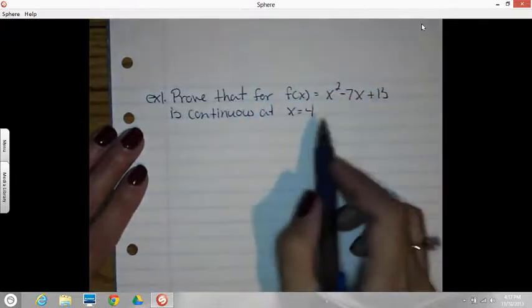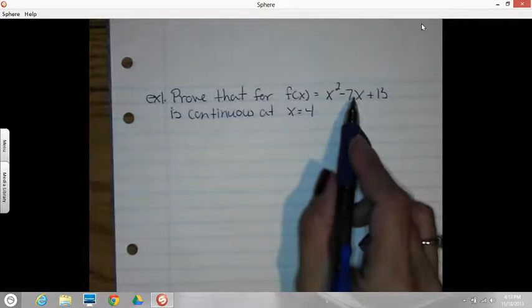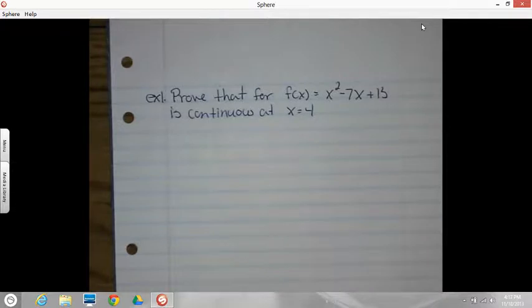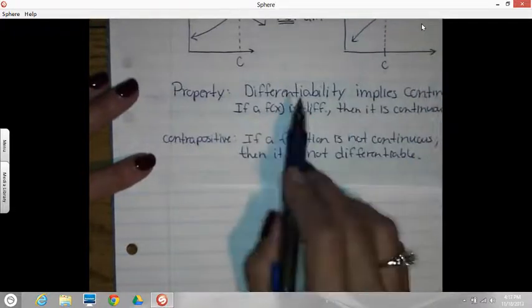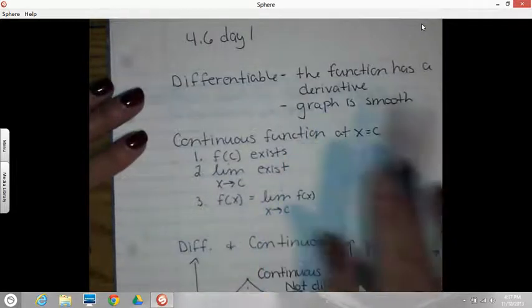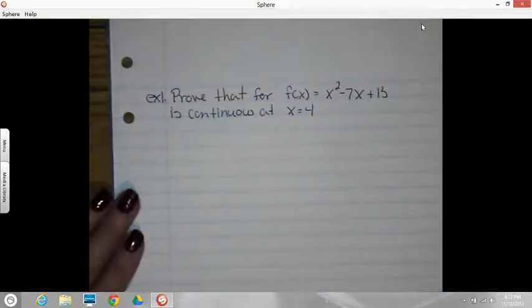And just plugging the number in here and getting a point doesn't imply continuity. That just means there's a point on the graph. Doesn't mean you can travel right through it. So what we're going to do is use that property I just said. If it's differentiable, then it's continuous. To be differentiable, it has to have a derivative. So if we just find the derivative at 4, and if that derivative exists, we've then proven that it's continuous.